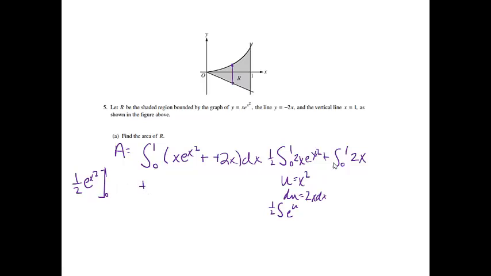And then plus, let's find this one. The integral of 2x will just be x squared. And again, I'm going to evaluate that one at 0 and 1. So if I plug 1 in here, I'm going to have 1/2 e, 1 squared is just 1, so it's just 1/2 e, minus 1/2 e to the 0, and e to the 0 is just 1. So on this part, I'm going to have 1/2 e minus 1/2, and then plus, so that's that part. This part's going to be, if I plug in 1, I'll get 1, minus if I plug in 0, I'll get 0. So this will be plus 1.